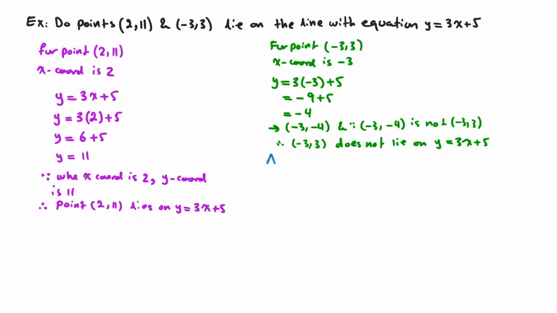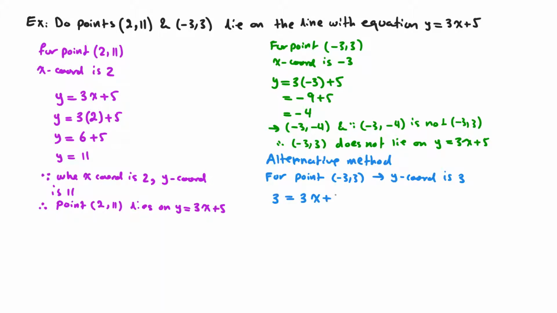An alternative method would be to use the y coordinate and test if the x coordinate would be the same. So for point (-3, 3), the y coordinate is 3. So we can plug the y value into our equation. So 3 is equal to 3x plus 5.